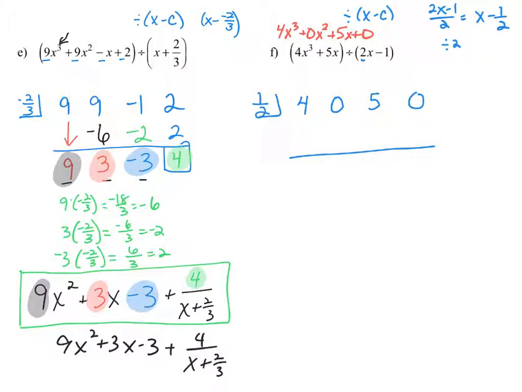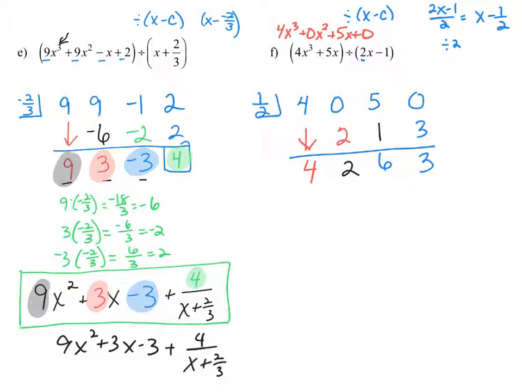We're going to bring down the first coefficient of 4, multiply by the number that's in the box. 4 times 1/2 is 2. We're going to add those together. 0 plus 2 is 2. Now 2 times 1/2 here is 1. We're going to add those together. 5 plus 1 is 6. And then 6 times 1/2 is 3. And then 0 plus 3 is 3.